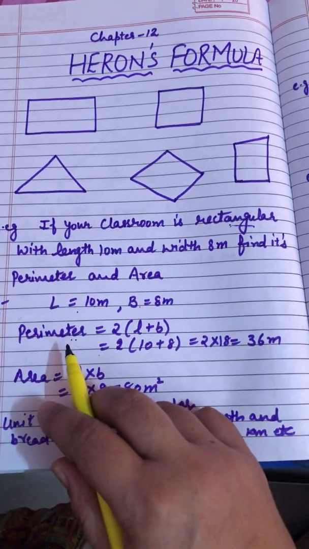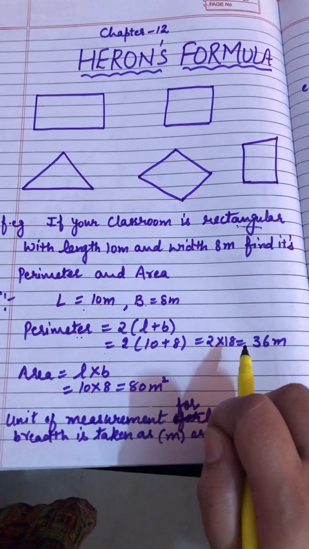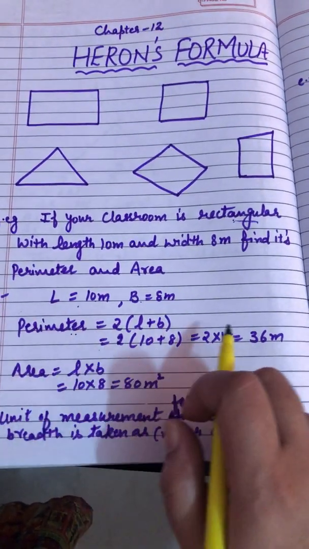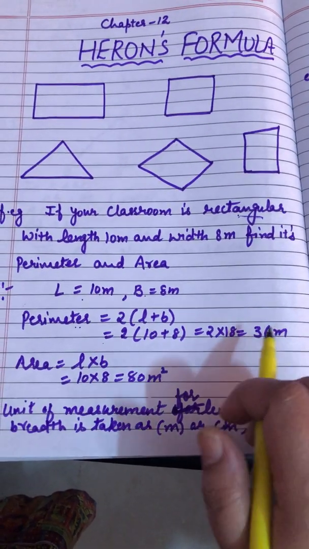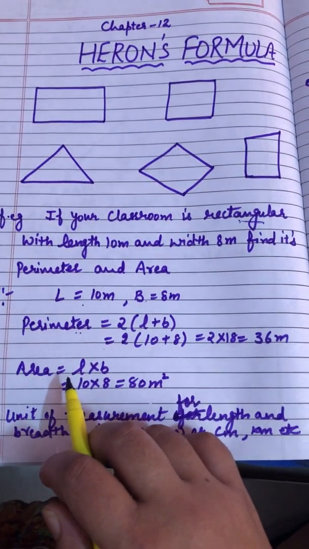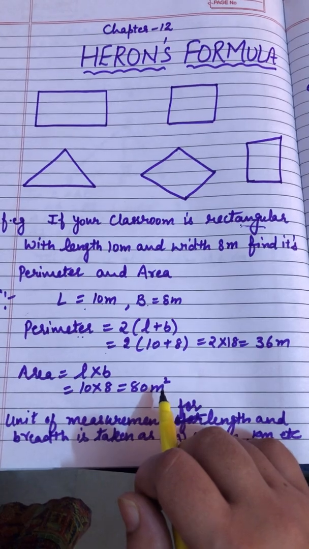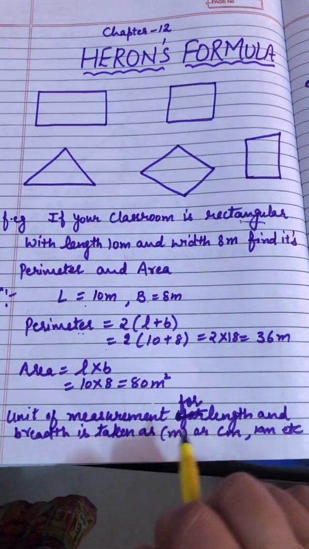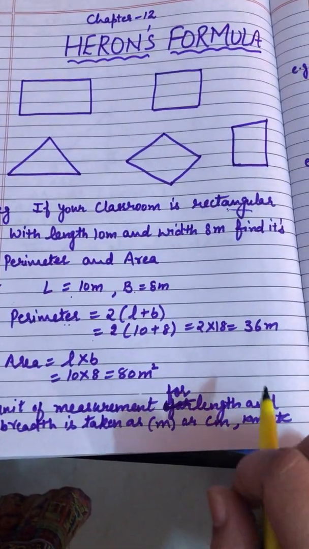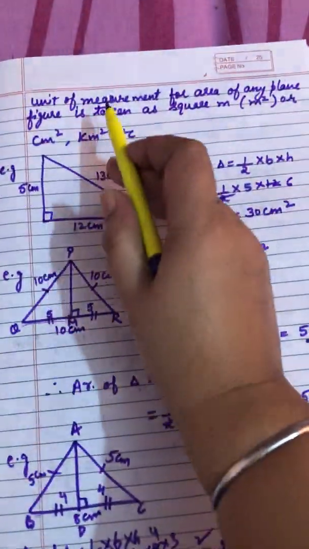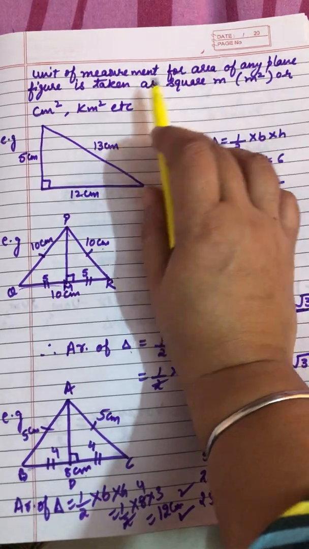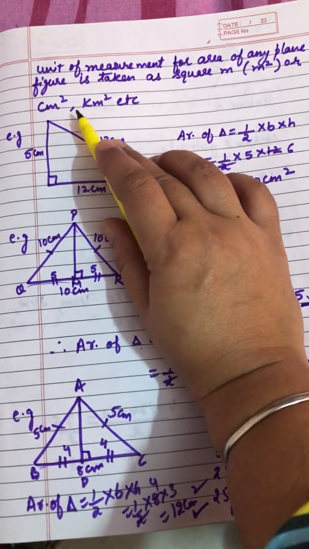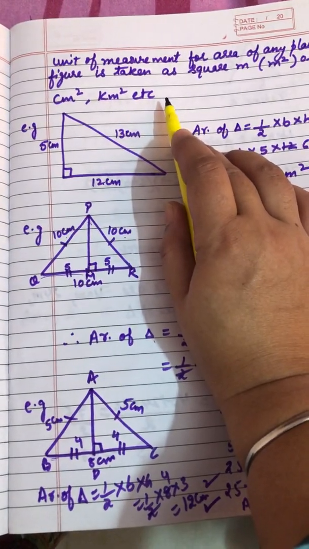So perimeter will always be represented with meter, centimeter. Units of measurement for perimeter is meter, centimeter or kilometer, and unit of measurement for area is meter square, centimeter square or kilometer square. See, unit of measurement for length and breadth is taken as meter, centimeter or kilometer, and unit of measurement for area of any plane figure is taken as meter square or centimeter square, kilometer square, etc.